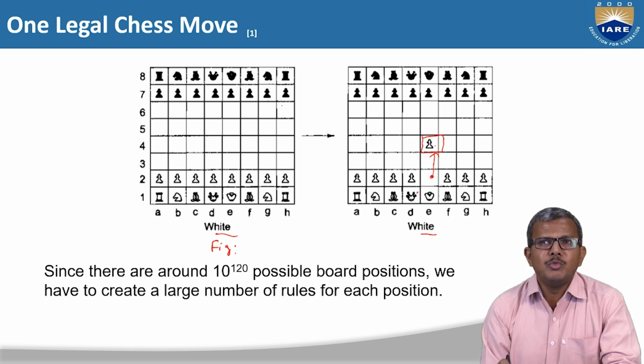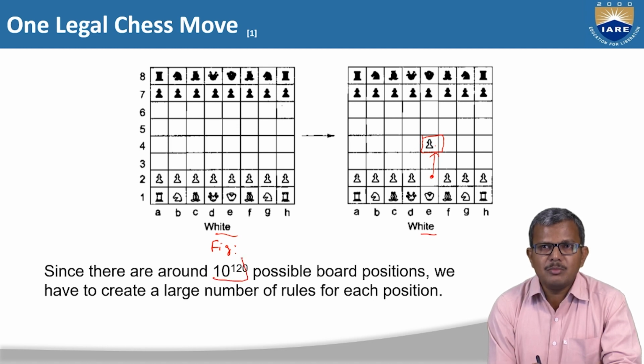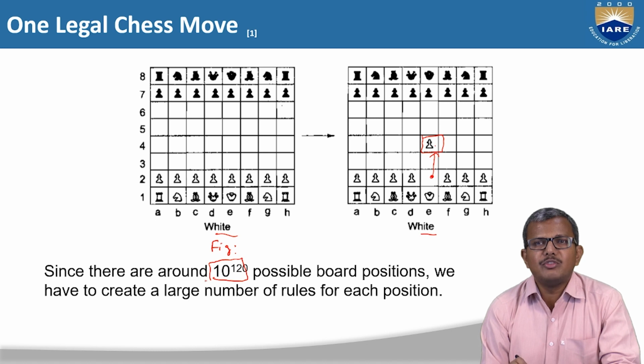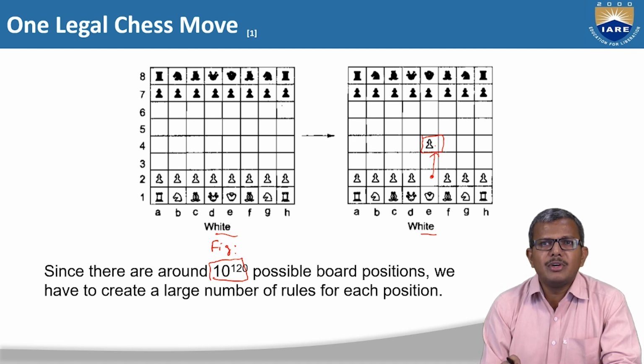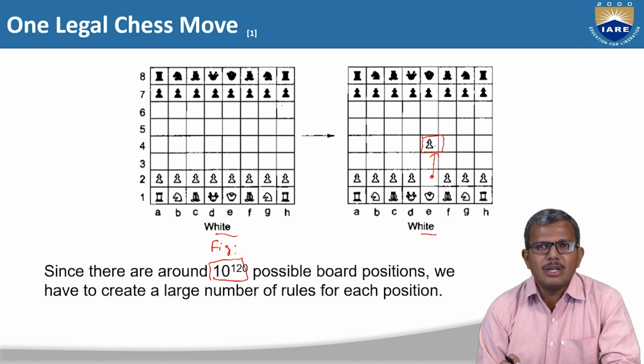Like that, for each and every possible board position, you are supposed to write the rules. So how many possible board positions are there? There are 10 to the power of 120 possible board positions. 10 to the power of 120 is not a simple number; when you write it out, it becomes a very big number. That many rules we are supposed to write in order to make an AI agent play the chess game, perform the legal moves, and win the game.